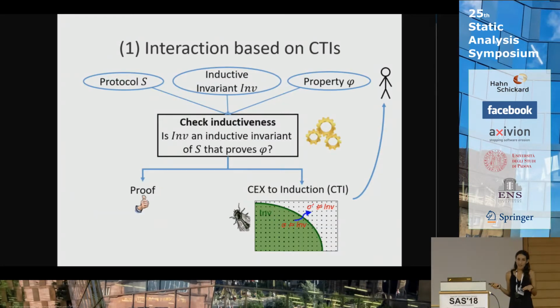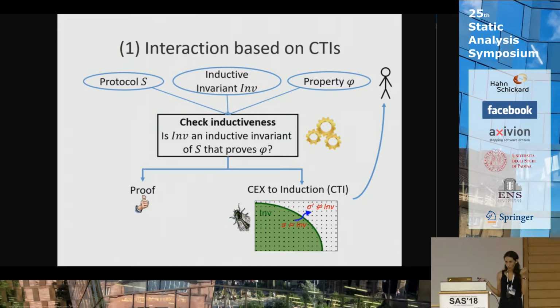So this is the basic form of interaction that you have in Ivy, where the interaction is based on counterexample to induction. When you try to verify the system, you would have to model the protocol in Ivy's language. You will have to, of course, specify the property that you want to verify, and you will also have to provide the inductive invariant. Then Ivy will check the inductiveness for you.